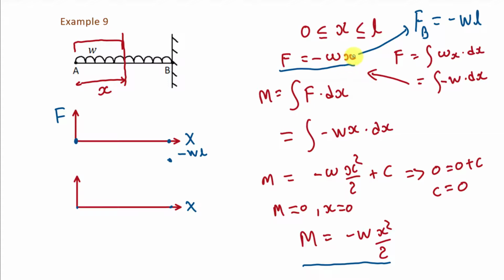Now here you can see the power of x is 1. So this is the equation of a line. So we will join these 2 points by a line. So it will be something like this.